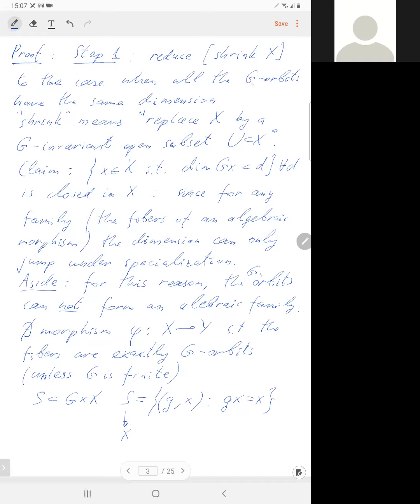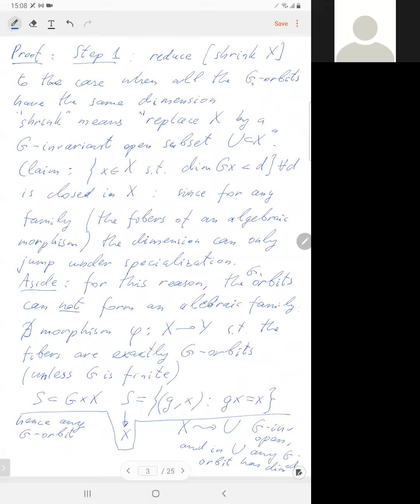So we replace X by this open subset. It's G-invariant, open, and in U, any G orbit has dimension equal to d, and hence... So for this, we have to use a basic fact that dimensions of orbits and stabilizers are complementary in the dimension of the group. Yes, thank you. Absolutely.